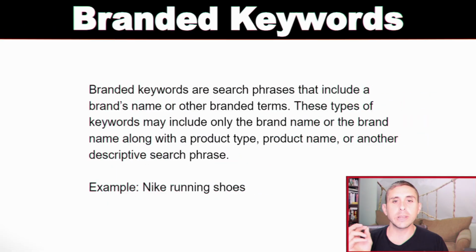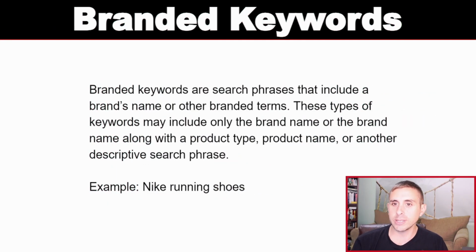Essentially what we do is we use our brand name in phrase match. So this way, anytime a shopper uses our brand name, we show up. If they use a word before or after our brand name, we're going to show up at the very top of search. So they describe branded keywords as search phrases that include a brand's name or other branded terms. So for example, Nike running shoes. If I did a phrase match for Nike and somebody typed in red Nike running shoes, I would still show up.